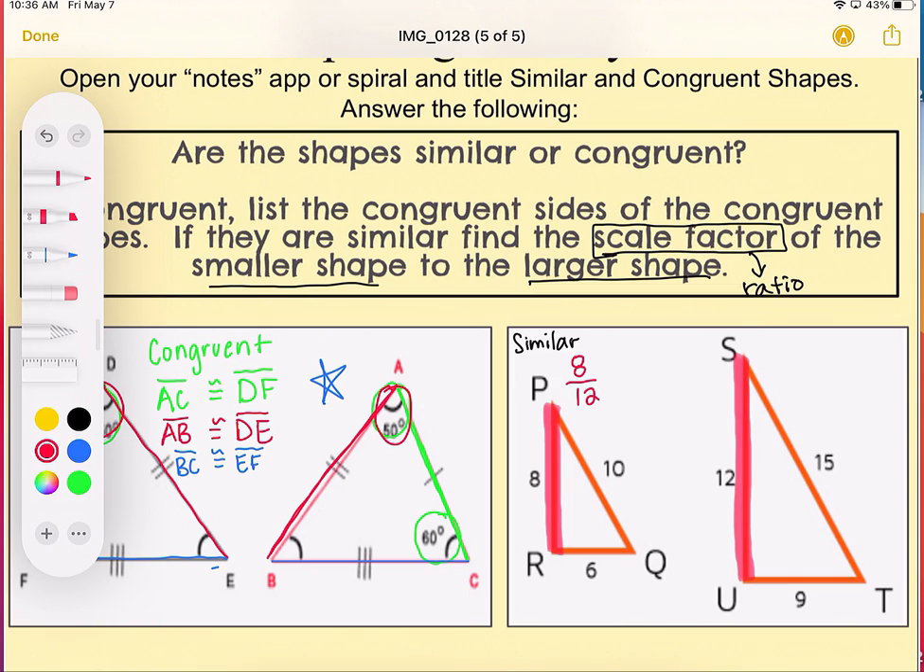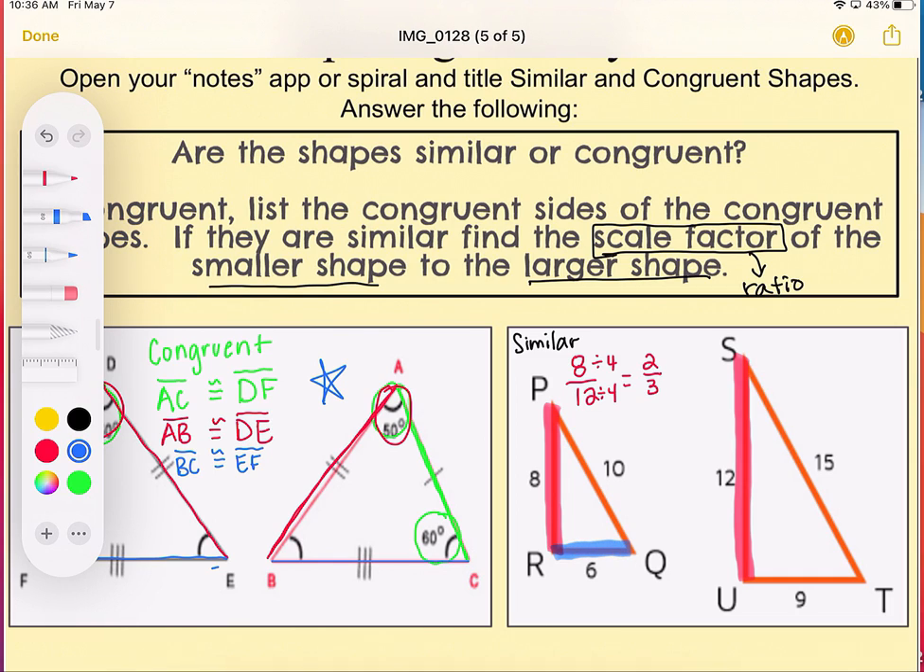And we can simplify that. I see 8 and 12 are both divisible by 4. 8 divided by 4 is 2. 12 divided by 4 is 3. So that is the ratio of that side of my smaller shape to my larger shape. Let's check the other ones to make sure that they are in fact similar. Remember, all of them have to have the same ratio in order for that shape to be similar.